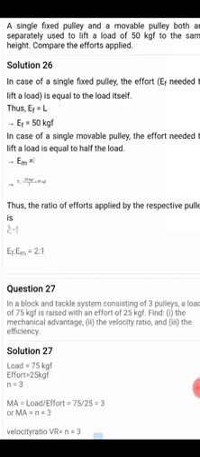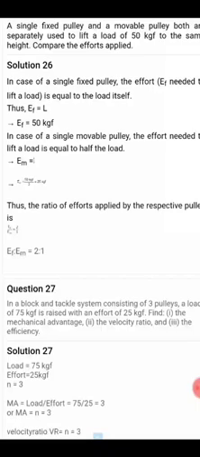In a block and tackle system. Now remember, block and tackle system means what? Vertically, the pulleys are, we are trying to hang it vertically. A block and tackle system consists of 3 pulleys. A load of 75 kgf is raised with an effort of 25. Find MA, VR and efficiency. What did we study about block and tackle pulley? If there are 3 pulleys, the VR is 3. If there are 4 pulleys, VR is also 4.